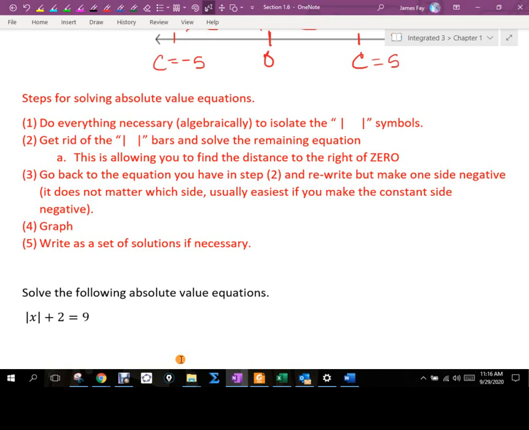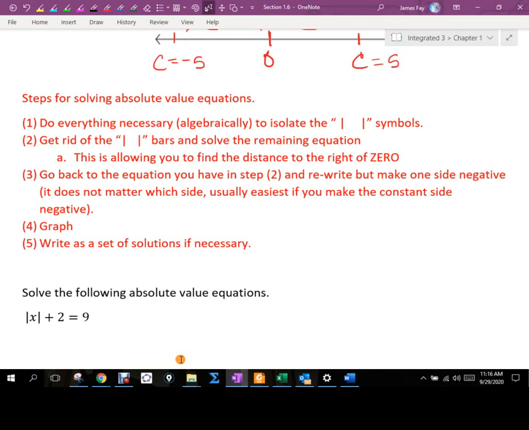okay? So if I look down there that says solve the following absolute value equation, you see where it says absolute value of x plus 2 equals 9? That plus 2 is on the same side as the absolute value, so the absolute value is not isolated yet. We have to do all the necessary algebra to get that all by itself, okay?